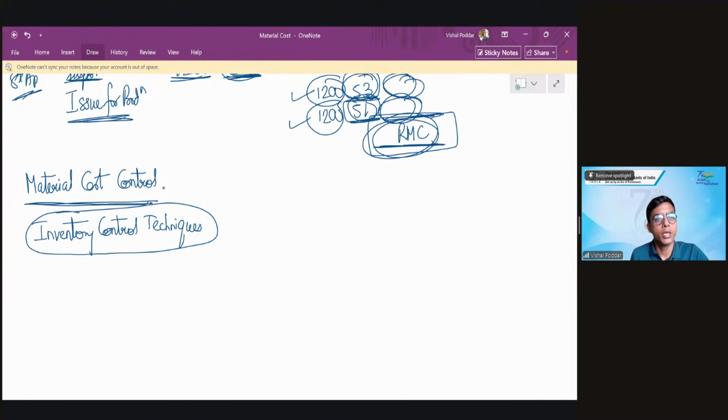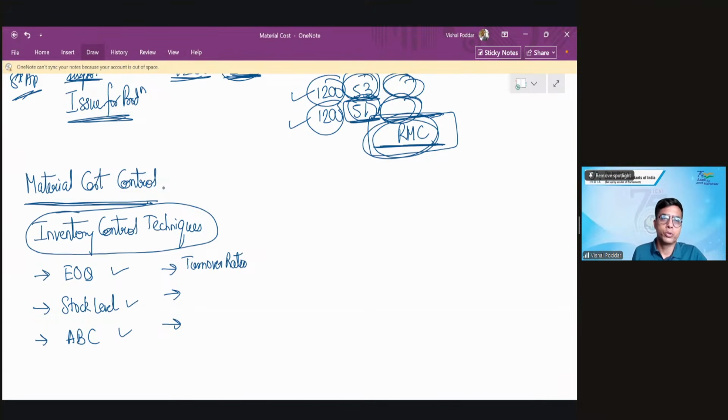Now in this, we have different concepts. First is EOQ. Second is the stock level concept. Third is ABC. Plus there are other concepts also, but they are mainly theoretical. Practical are these three. One more you can say, turnover ratio. So these are those practical concepts in the inventory control techniques part, which is now part of your control of material.